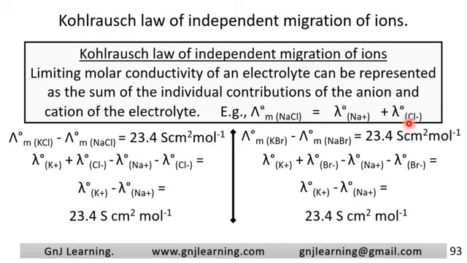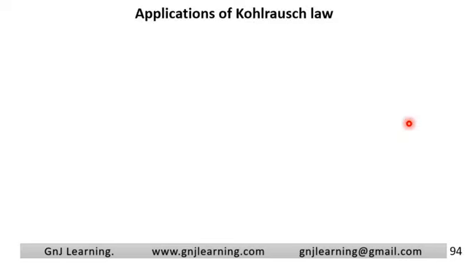In the earlier slide I said that we can use this to find lambda m0 of a weak electrolyte, isn't it? Kohlrausch's law can be used to find that. So how did he use this to find it out? Before that, we will see one application of Kohlrausch's law.